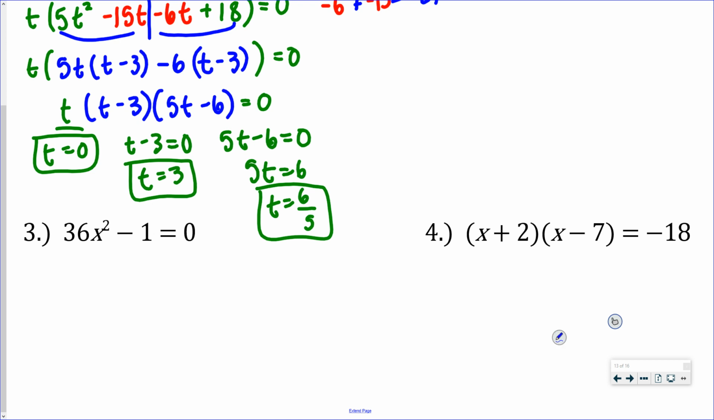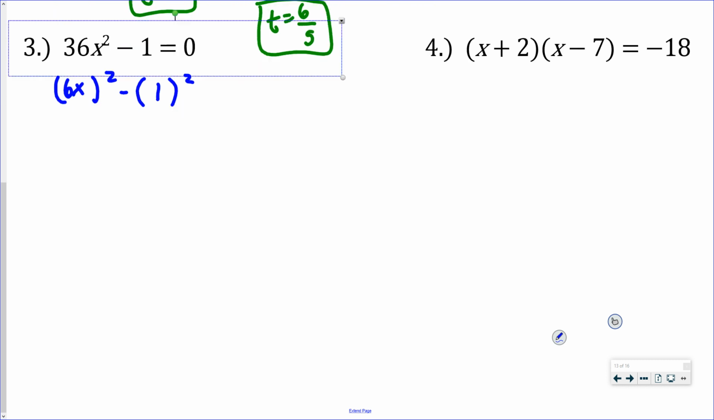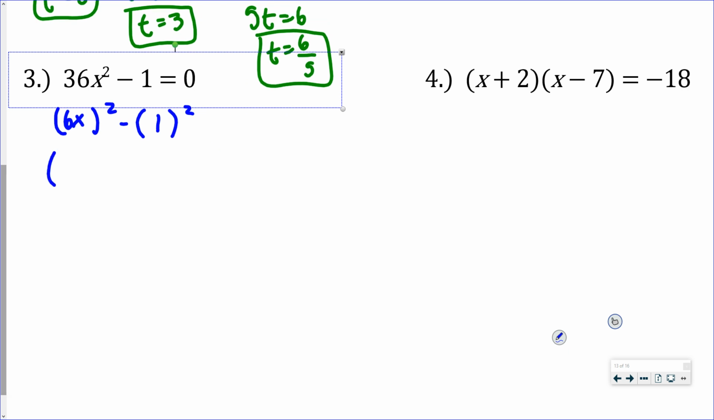Anything I can factor out right away of these 2? No. How many terms do I have? 2. Do I have any perfect squares? Yes. So how I kind of show my work for this, you don't have to do this. What's being squared here with 36x squared? 6x. Good. What's being squared for 1? 1. So this factors. This is one you just have to memorize. Those two numbers, opposite sign, 1 plus, 1 minus.